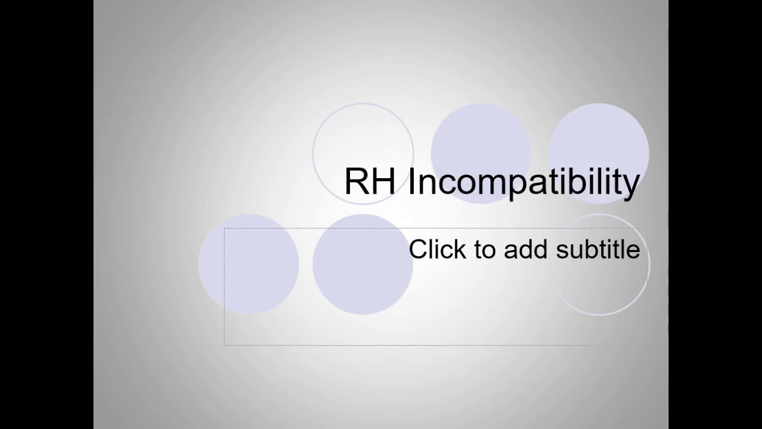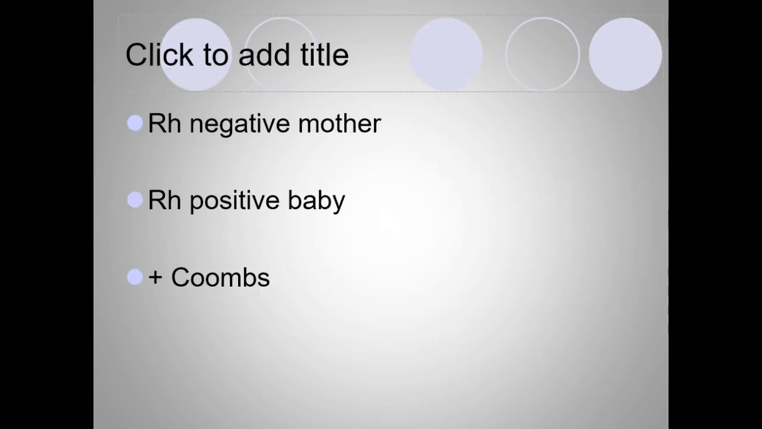Okay, so now RH incompatibility, and we've talked about this prenatally. Now we're going to talk about what happens to the baby. Of course, this is when there's an RH negative mother, and then there's an RH positive fetus, and of course they acquired that through the father's typing, and then the baby has a positive Coombs test. This would mean that those antibodies crossed over the placenta and attacked the baby's red blood cell system, causing a positive Coombs test.